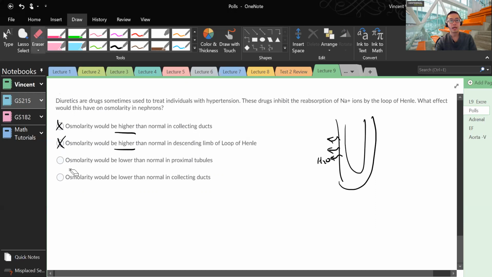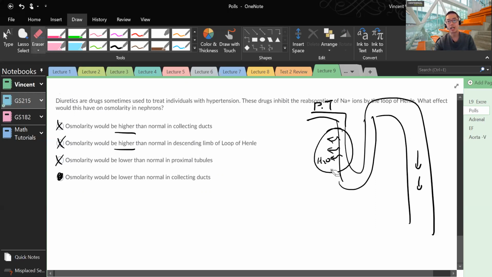Osmolarity would be lower than normal in the proximal tubule. The proximal tubule comes before the loop of Henle, and the drug is acting on the loop of Henle, right? So anything before that point will not be affected. So the correct answer is osmolarity would be lower than normal in the collecting duct, because you did not absorb all that water, so now it's going to be less concentrated.